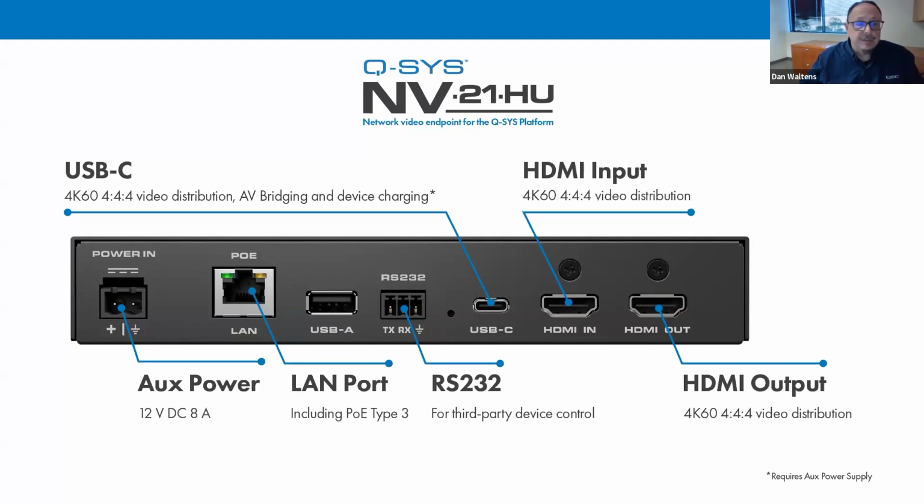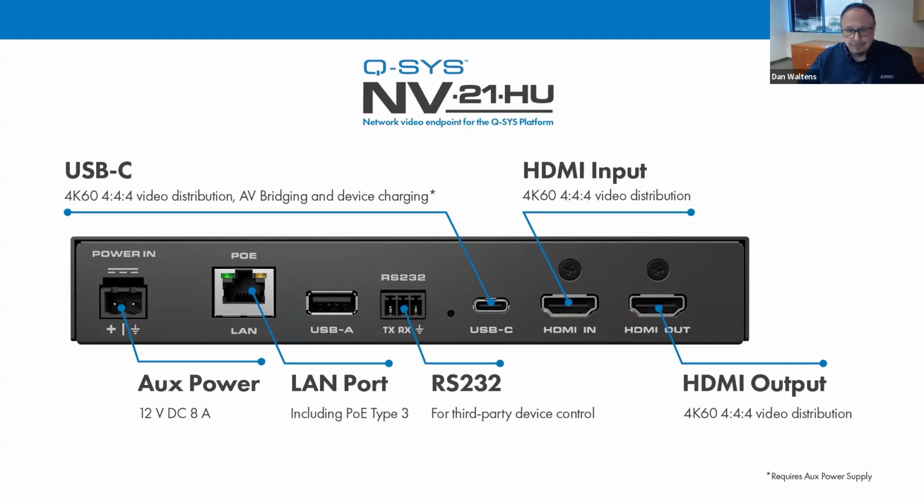The USB-C port is going to be for AV bridging. And it will do AV bridging. It will also do video as well. It will also do device charging, but it will only do that if you have the auxiliary power supply there. So we beefed up that auxiliary power supply to be able to provide enough power to run this device, plus be able to charge a laptop or whatever's connected in there as well.